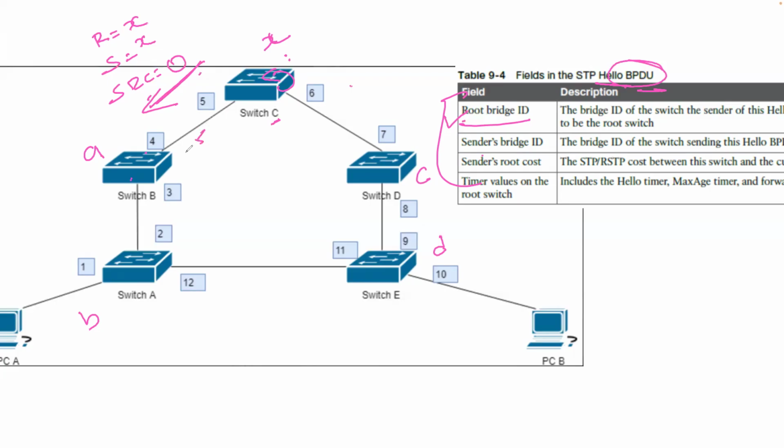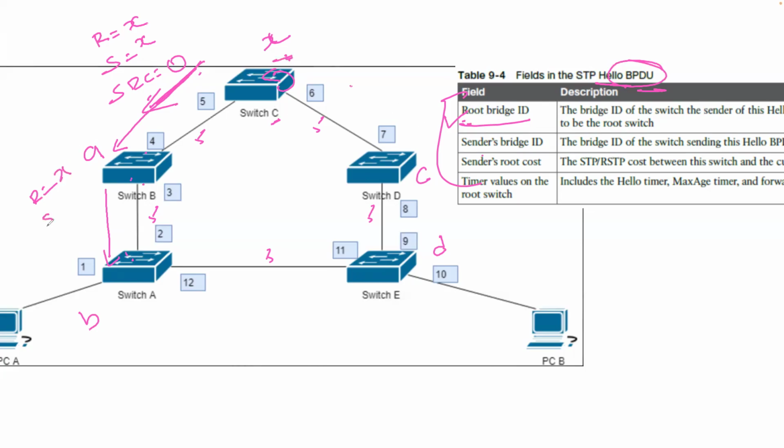This comes all the way here. Imagine this ring cost is all 5. 5, 5, 5, 5 everywhere. This hello comes all the way here. This hello goes here also through him. When the hello goes from B to A, what will be the root switch information? Root bridge ID will be the same, right? X, because that will not change.